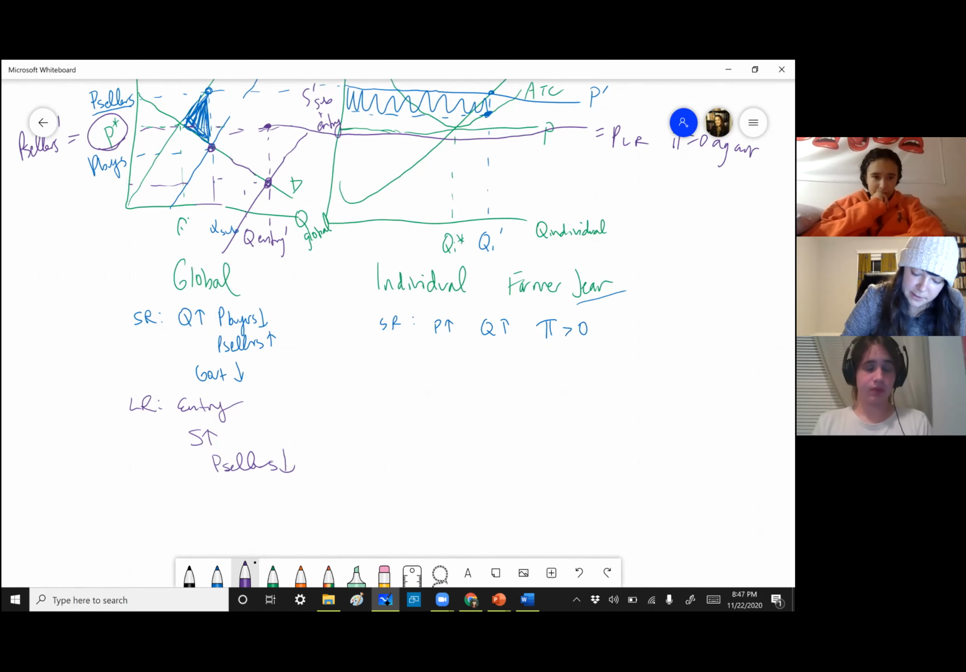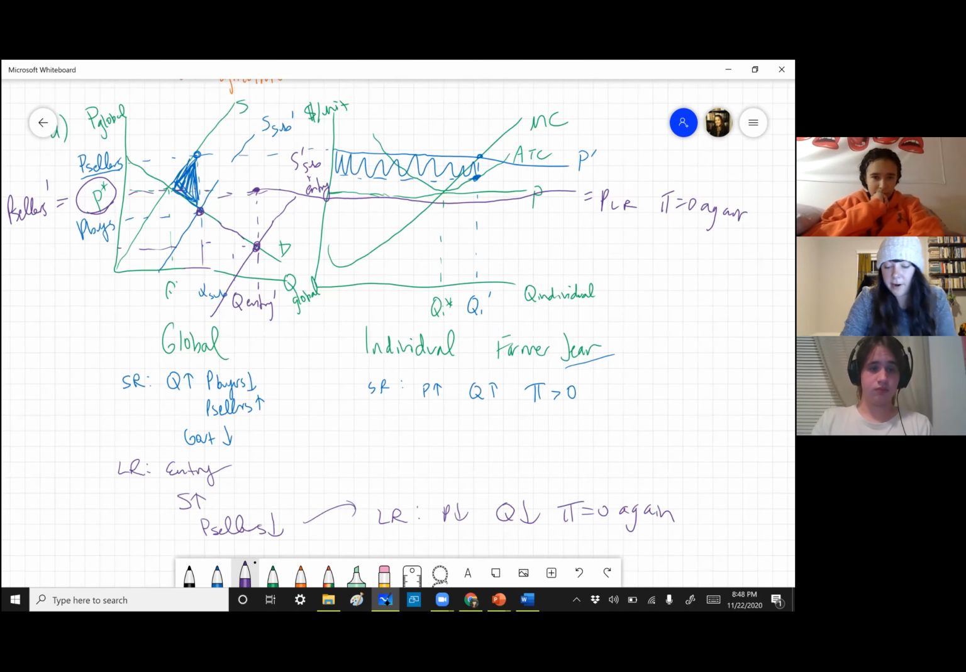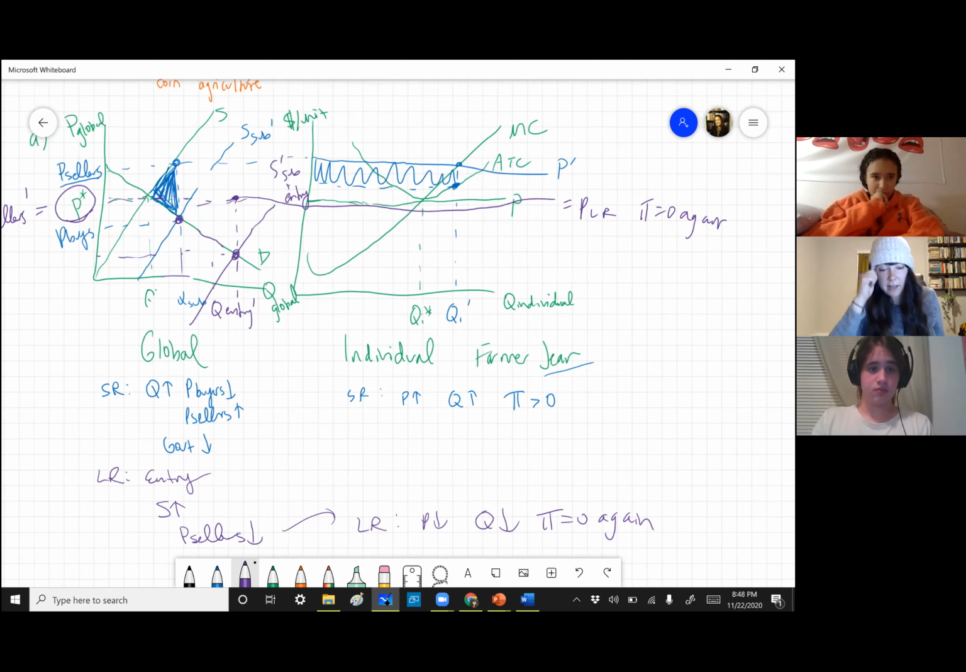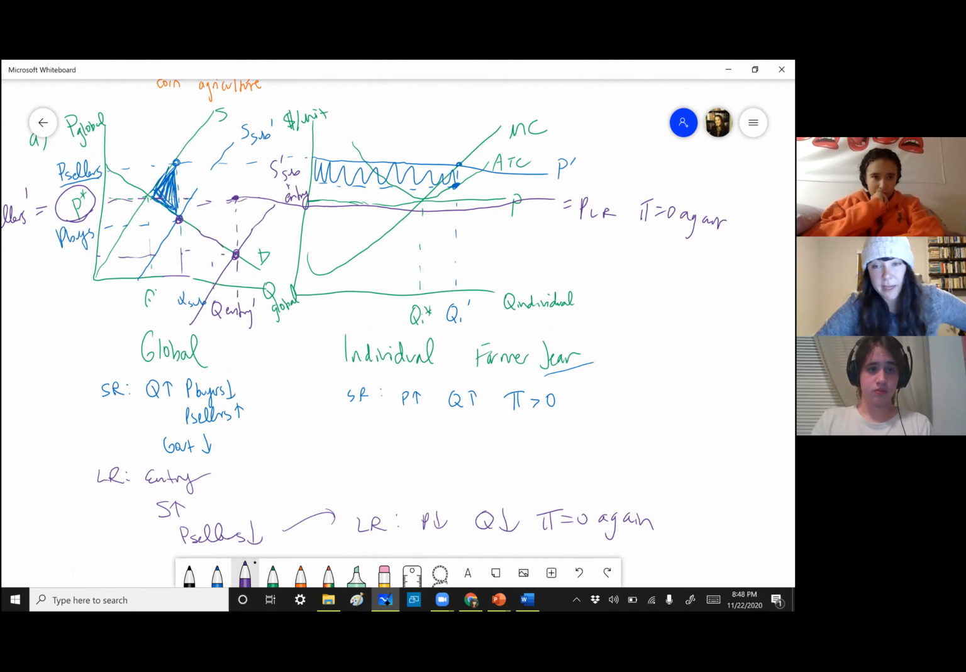And that is going to make Jean, in the long run, have a price that falls back down, quantity that falls back down, and a profit that's equal to zero again. There's a question of whether farm subsidies actually help farmers in the long run. If they attract entrants to farming and push commodity prices back down, did they actually really help anyone?